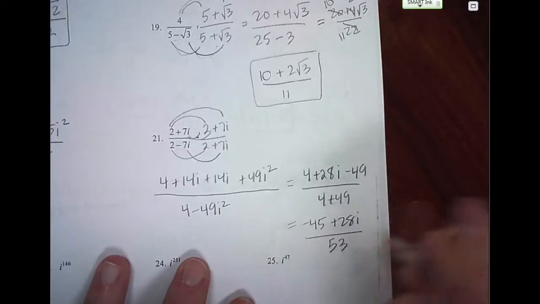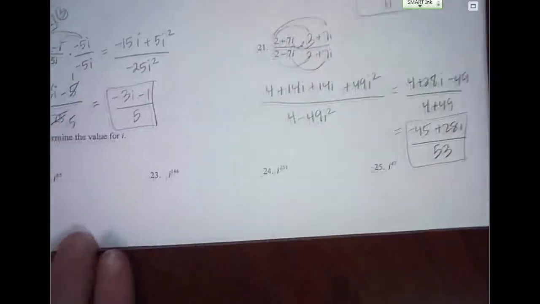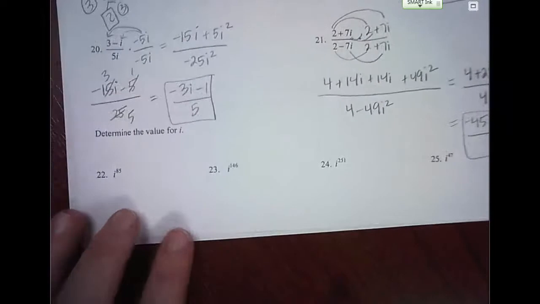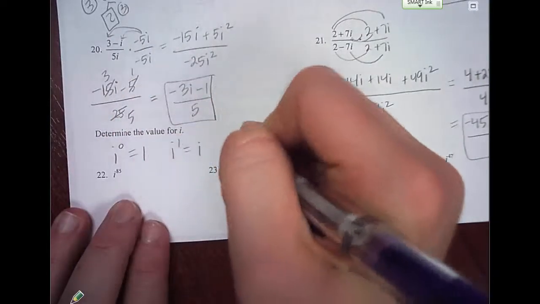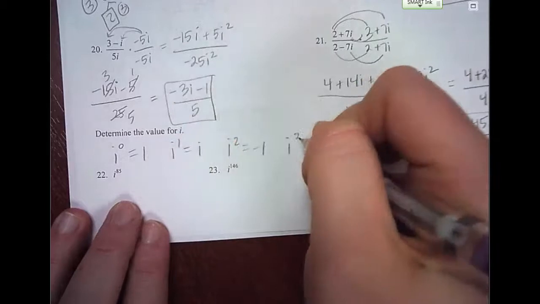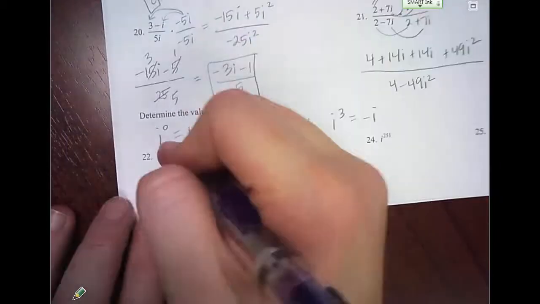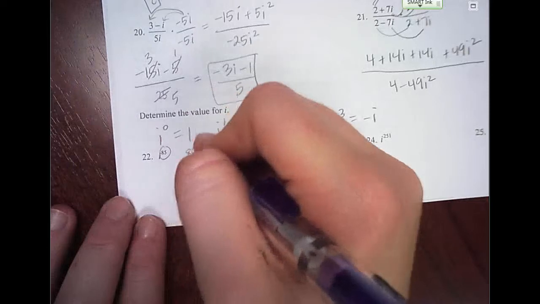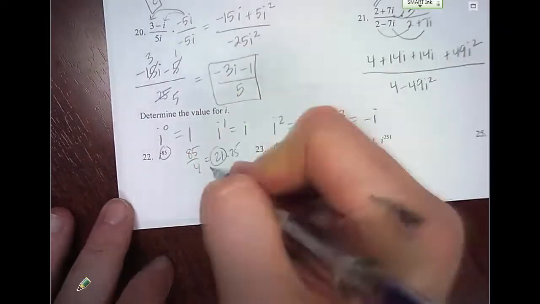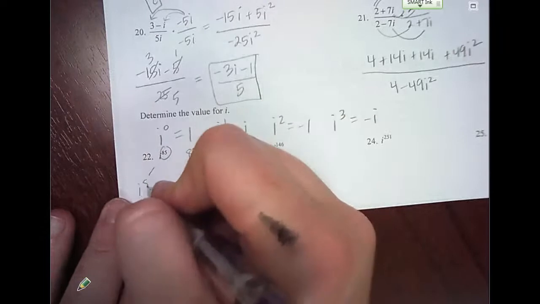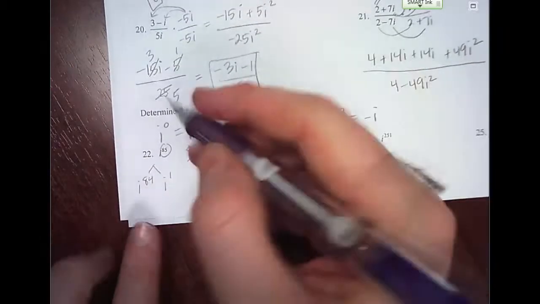53. Okay, determine the value of i. So on this, you need to know these. Remember the pattern repeats in groups of 4, so we're going to take that number and divide it by 4. So I get 21.25. 21 times 4 is 84. So when I split it up, I get 84, and then there's 1 left over to get to 85. So then that's my answer.